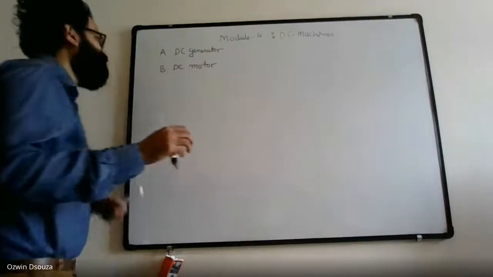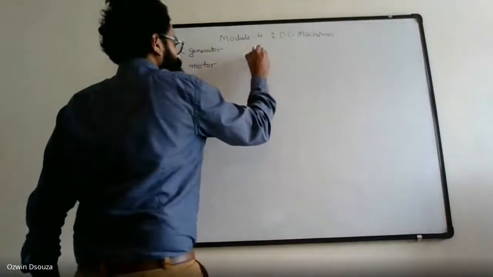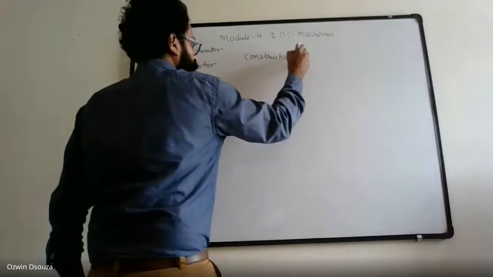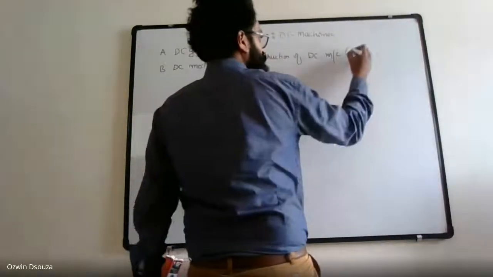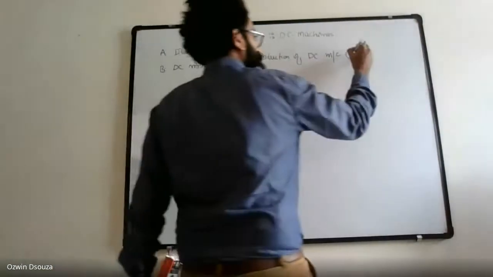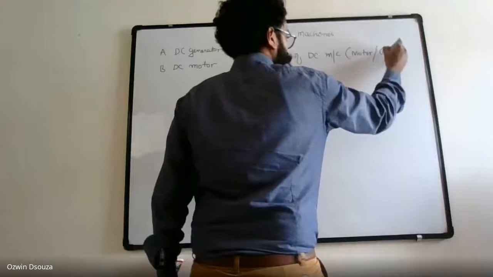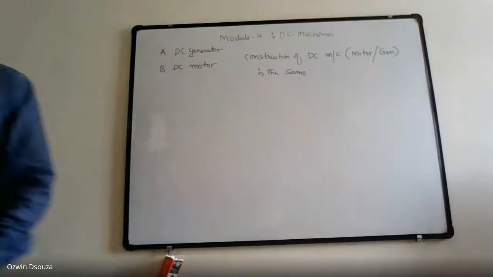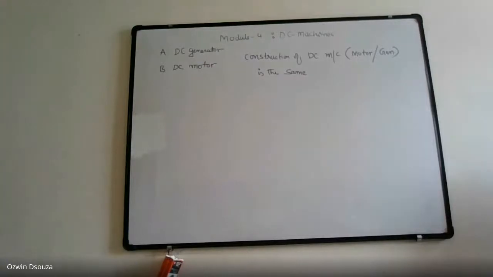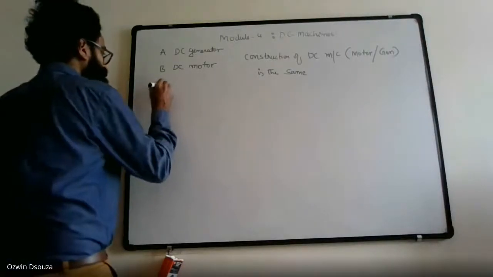Now, whether it is DC generator or a motor, the construction of DC machine is the same. When you say machine, I mean to say either motor or generator. So same construction holds good for a DC generator as well as a DC motor. The first part of module 4 is the construction of the generator as well as motor. So first let us take up the construction.